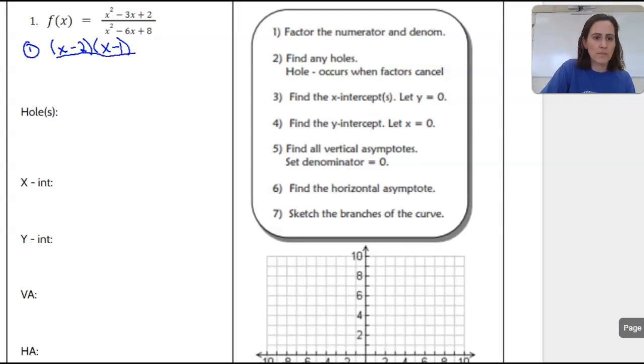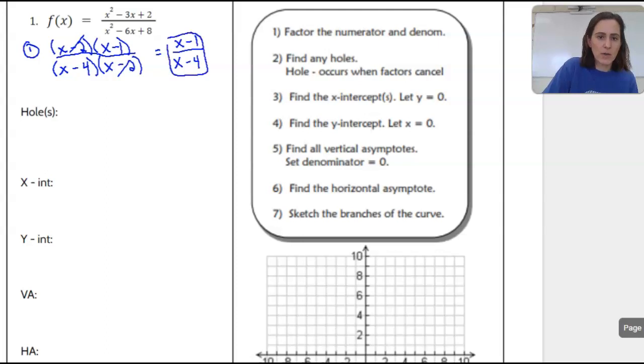All over x minus 4, x minus 2. If we simplify, the x minus 2's divide out, and we're left with x minus 1 over x minus 4. We're going to come back to this equation quite a few times through the steps.